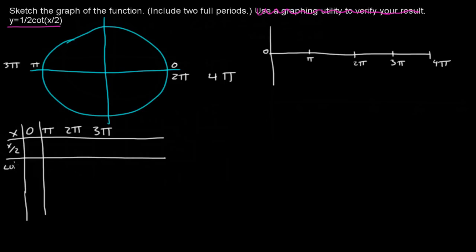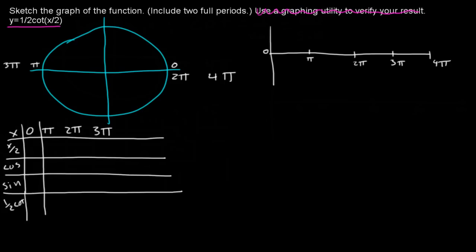After that we will have cosine. Then we'll figure out sine. Now these values here will be cosine of x over 2 and sine of x over 2. And then at the very end we will do 1/2 of cotangent. Alright, so let's go ahead and get started.